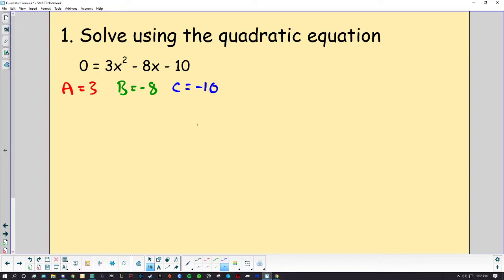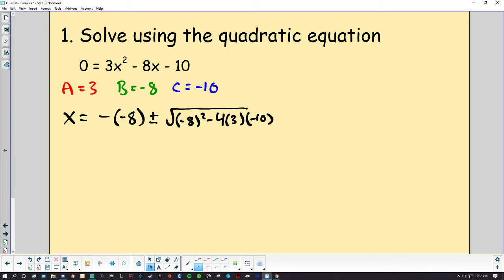All right, you're going to check. Did you substitute it in correctly? Here's what you should have got. X equals negative 8 plus or minus the square root of negative 8 squared minus 4 times A, which is 3, times C, which is negative 10, all over 2 times your A value.